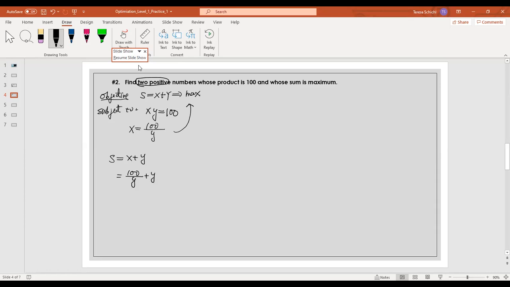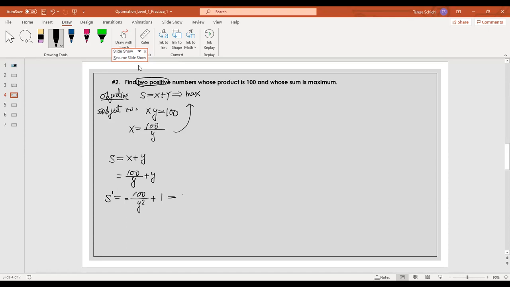Then, like we did before, we take the derivative. This is 100y to the negative 1, so the derivative of this will be negative 100 y to the negative 2, or negative 100 over y squared. And the derivative of the y term is 1.